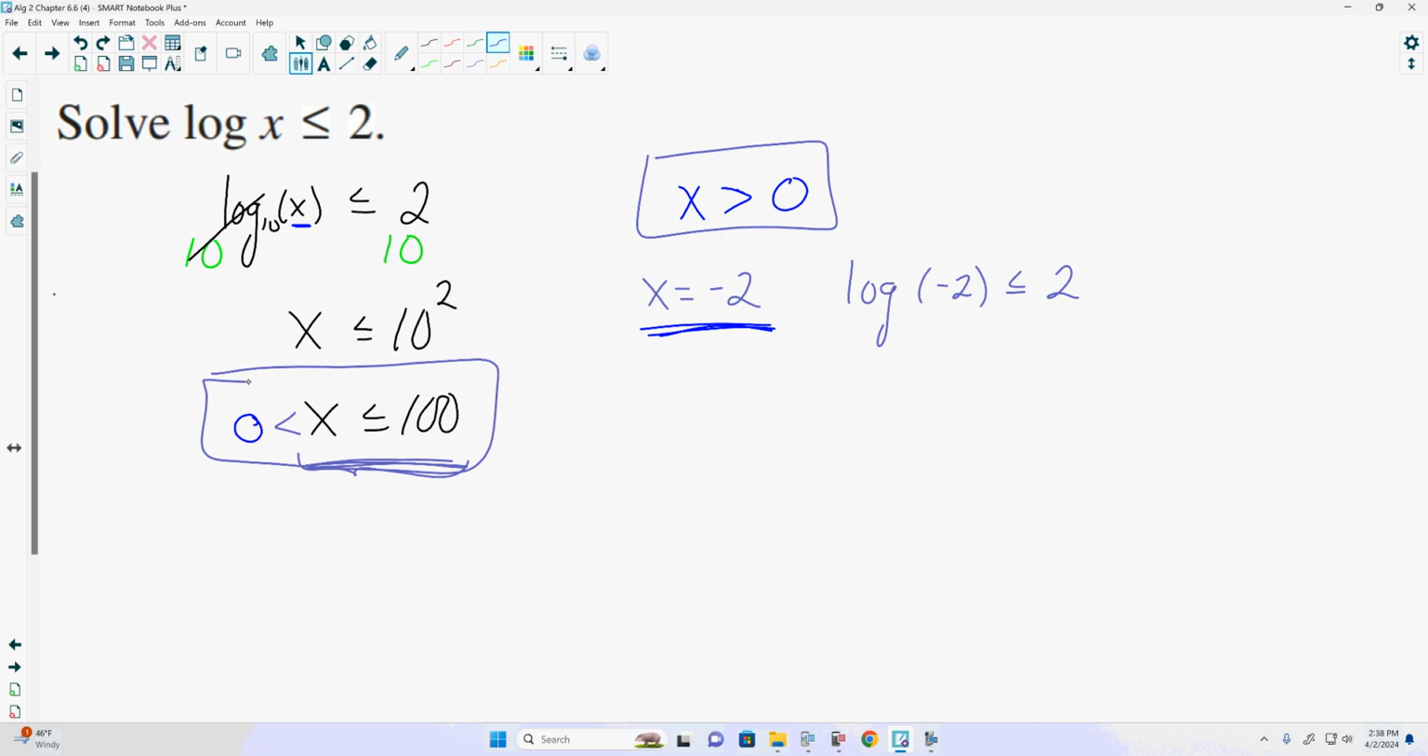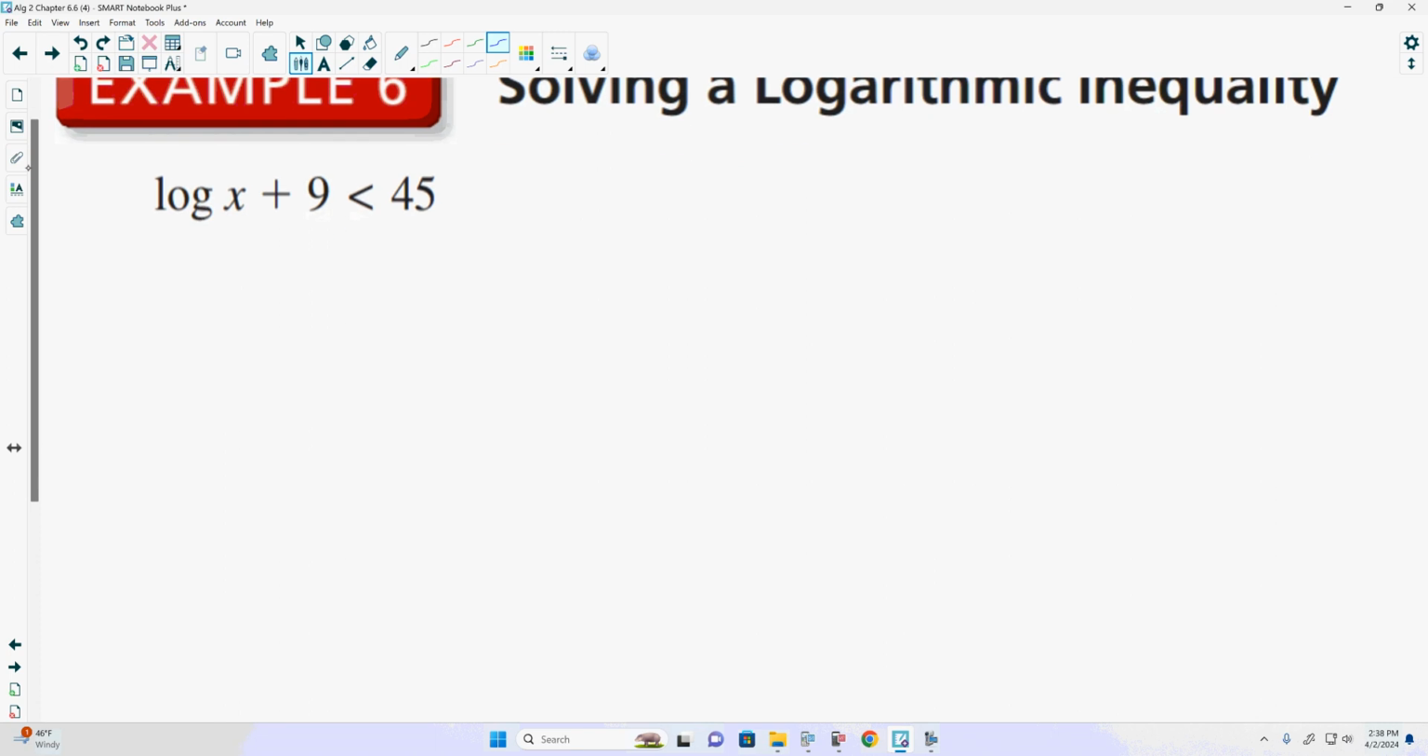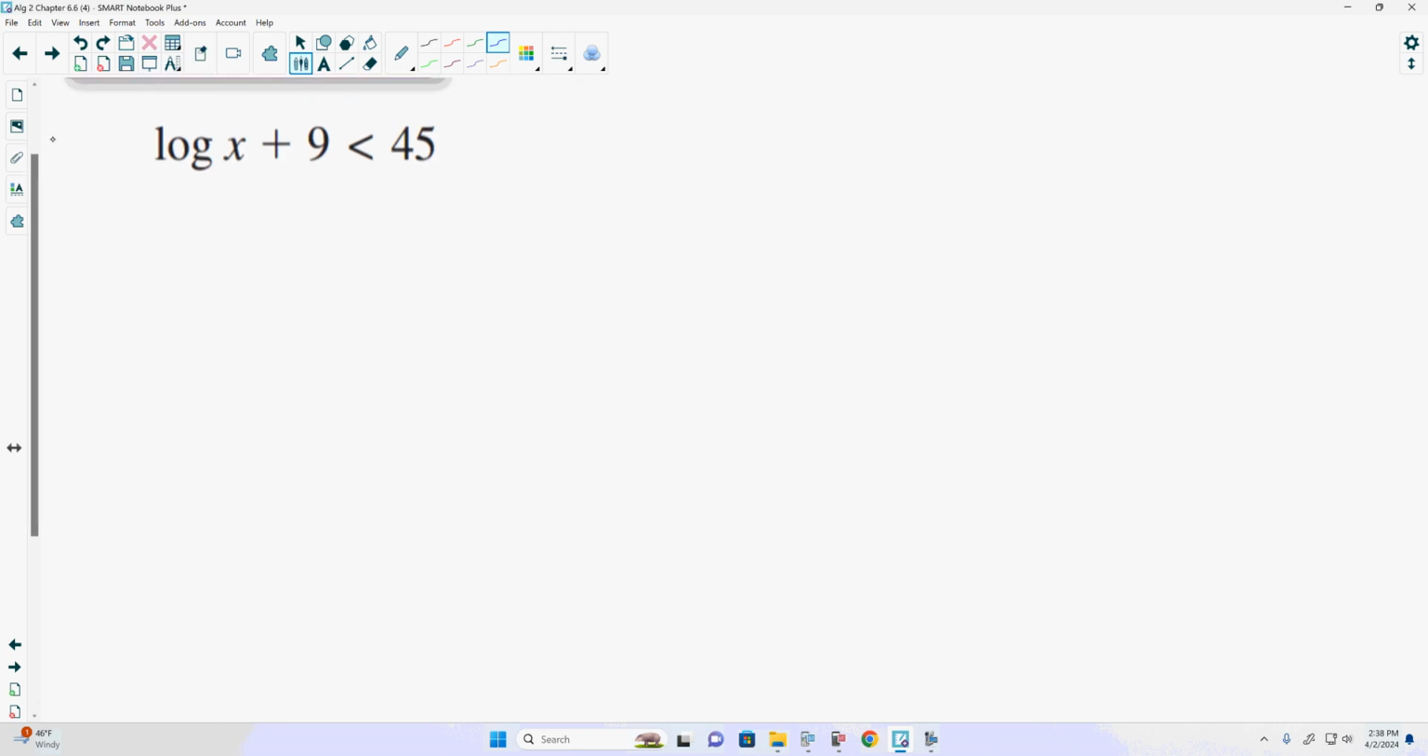We're ready for the next one. Next one we have is log of x plus 9 is less than 45. So if we looked at the restriction, what's inside the logarithm? It's actually just x, because how it's written is just x.